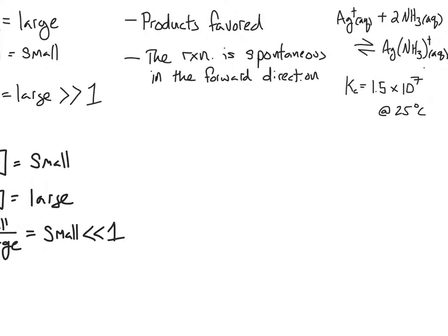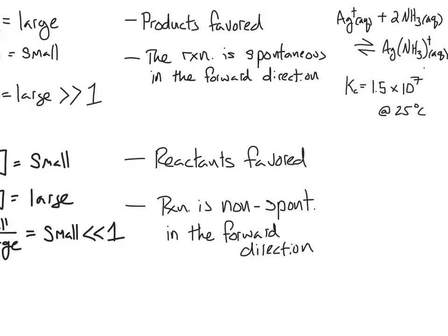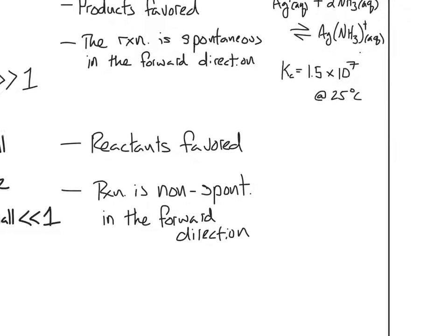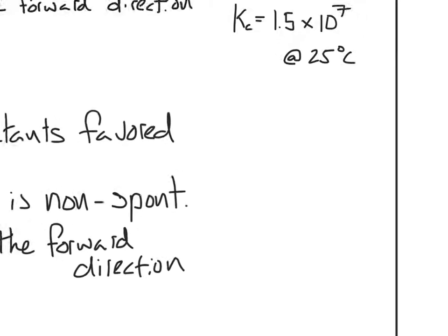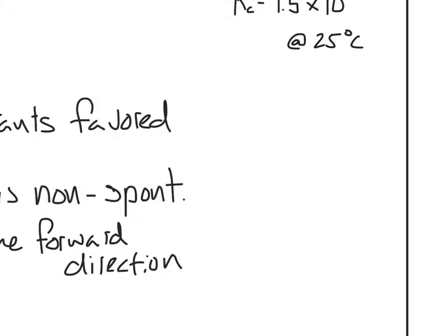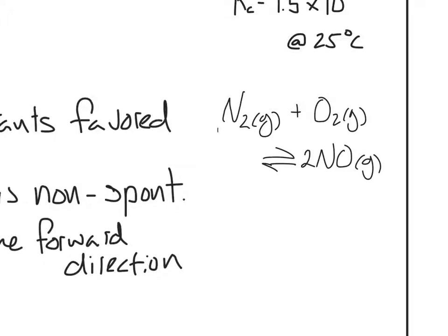Based on this, we can conclude that reactants are favored. And again, thinking about delta G, the reaction is non-spontaneous in the forward direction. An example of this type of reaction would be diatomic nitrogen reacting with diatomic oxygen to form nitrogen oxide. The equilibrium constant for this reaction is 4.3 times 10 to the negative 25th at 25 degrees Celsius.